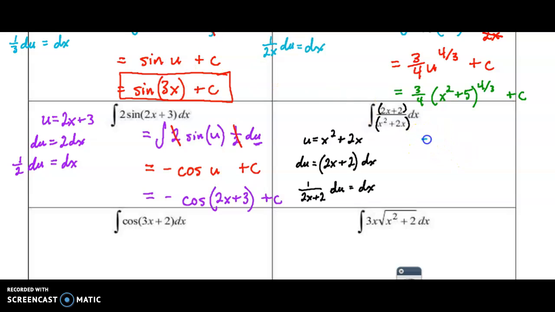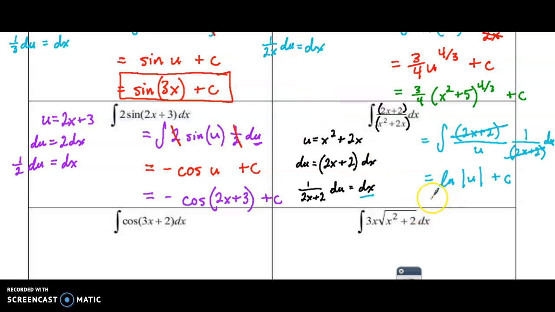So what I'm looking at is this is equal to the integral. Just leave that 2x plus 2 alone. Replace the x squared plus 2x with u. And then dx is equal to 1 over that quantity of 2x plus 2 du. So we can cancel. The integral of 1 over u is natural log of u. Make sure you put absolute value in there, because you could have a negative value in there.